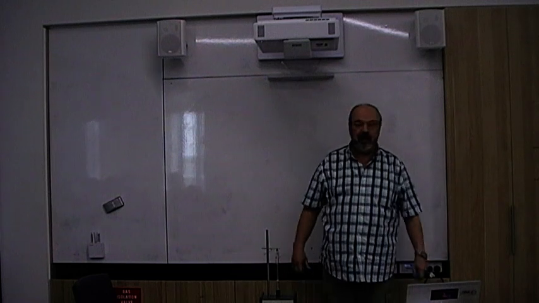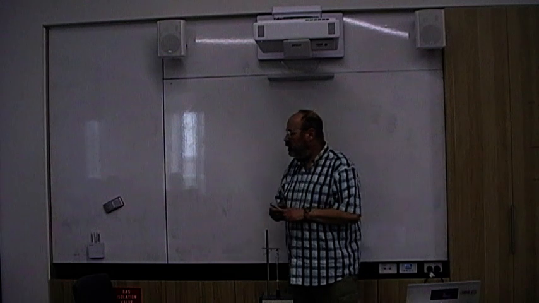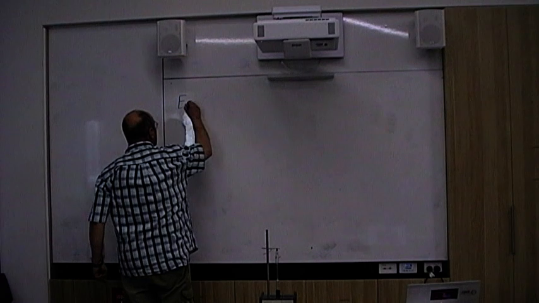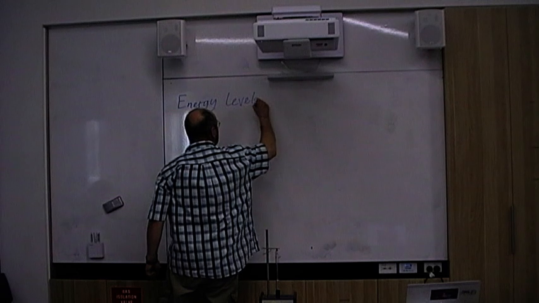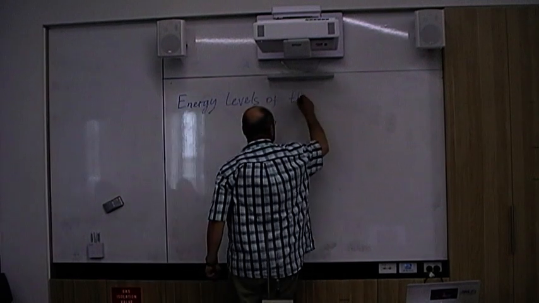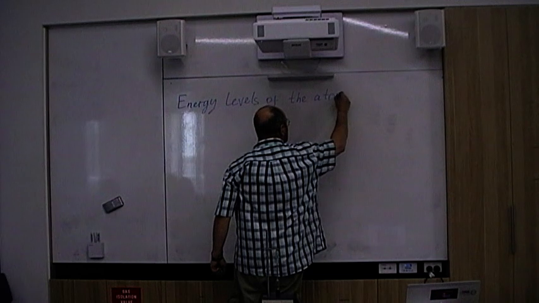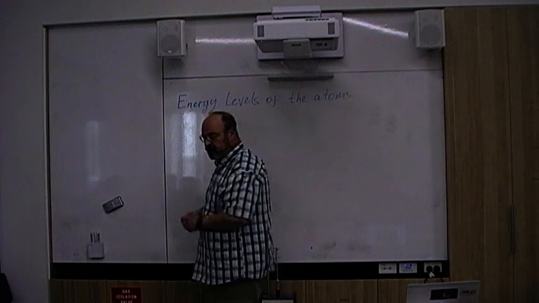So, we have learned about the wave properties of electrons and in general wave properties of matter. And today we will learn pretty much the last bit about light. Related to light, we will learn about the energy levels of the atoms. Energy levels of the atoms. And let's consider a few things.